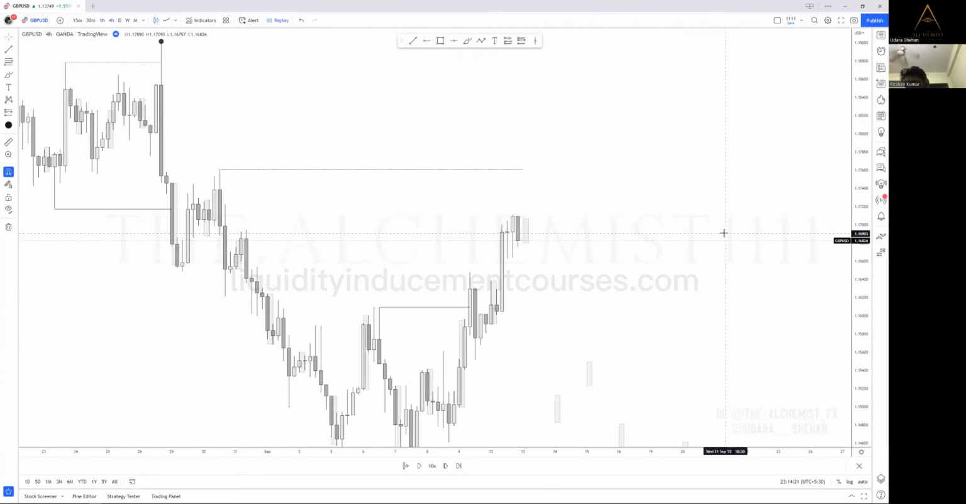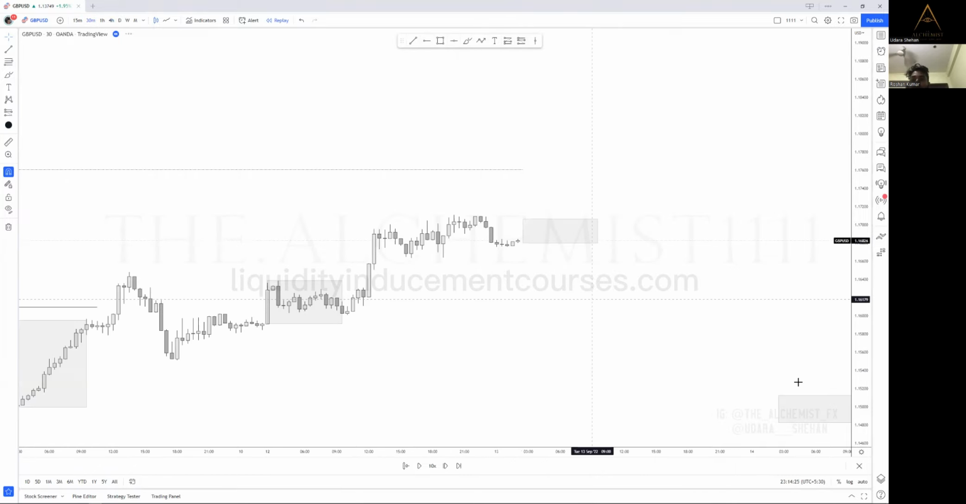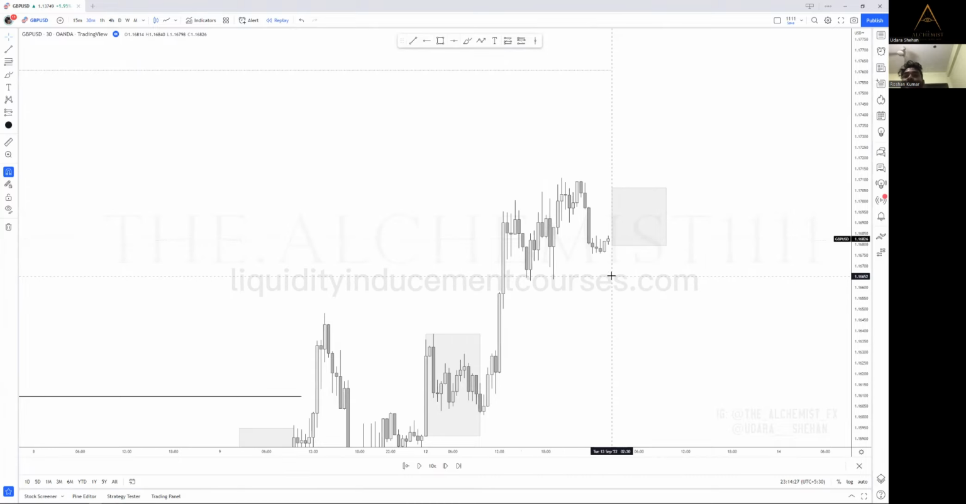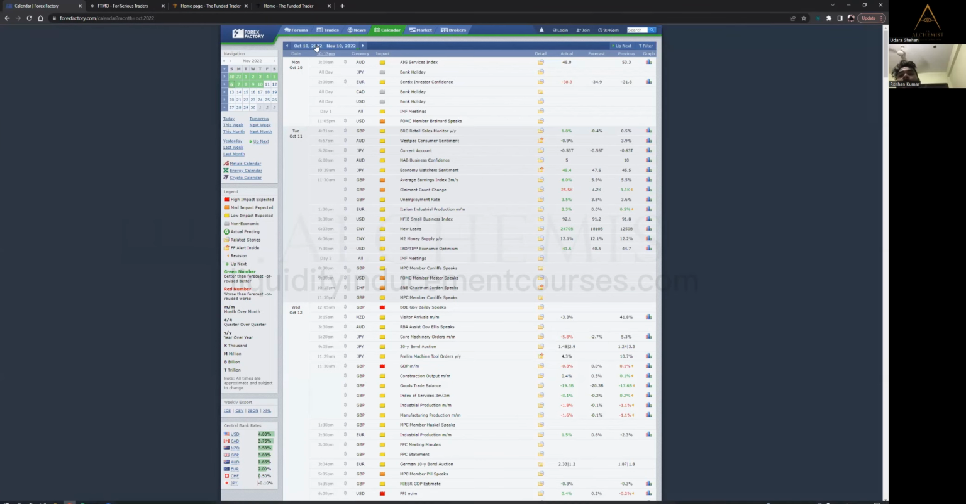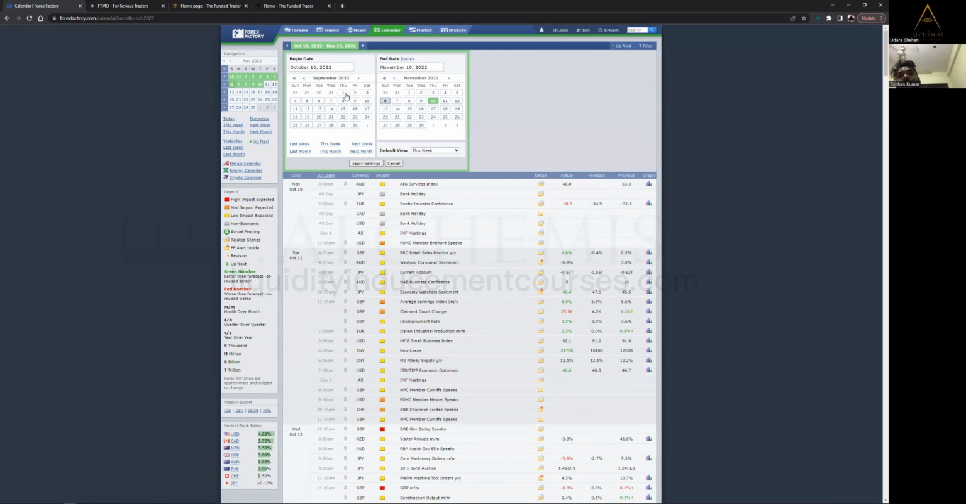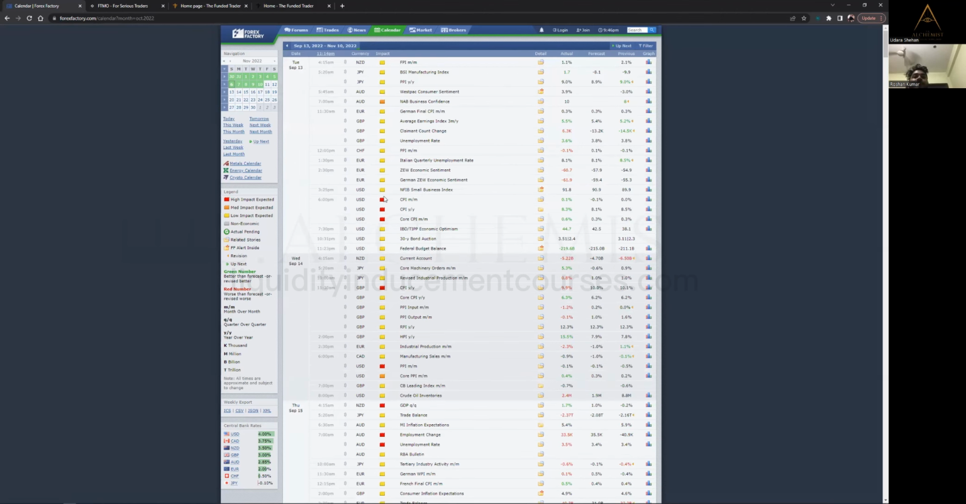Now this day we had news. We had news coming. So what is it? Let's check. This was Tuesday, 13th of September. What do we have? CPI, 6 p.m. Is it safe for us to trade London? No, right? Not safe for us to trade London.